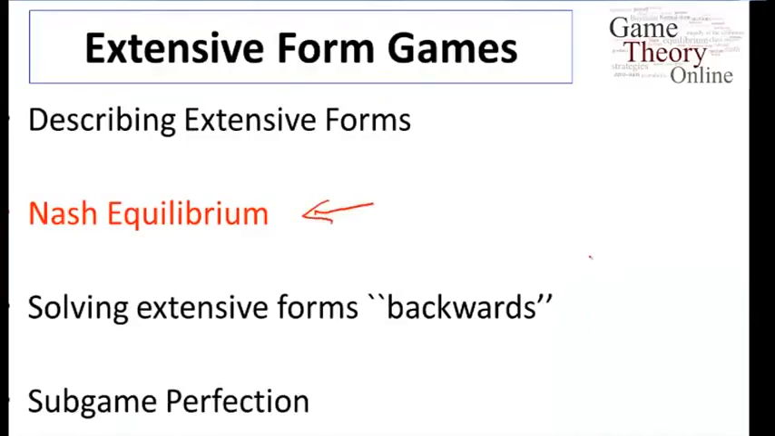After that, we'll find that in the extensive form where there's timing, there will be other ways that we might think of solving a game beyond just looking for equilibrium points in the sense of Nash. So we'll then talk about solving games backwards, and ultimately we'll talk about subgame perfect equilibrium, which is a refinement of, it picks a subset of Nash equilibria. So to begin with, let's start with Nash.